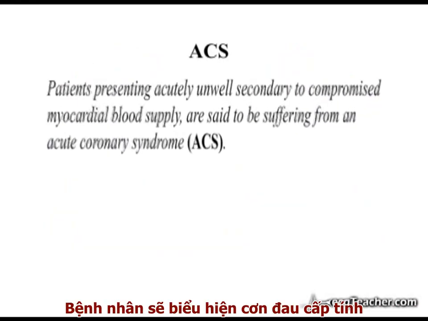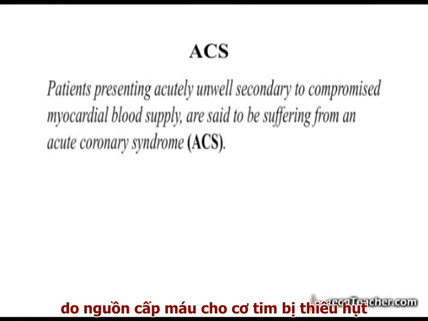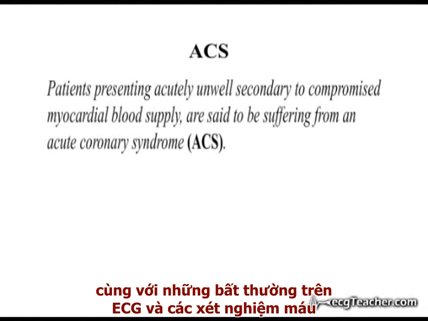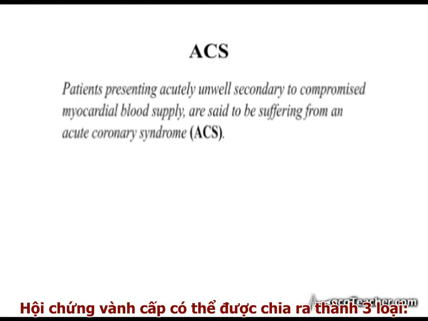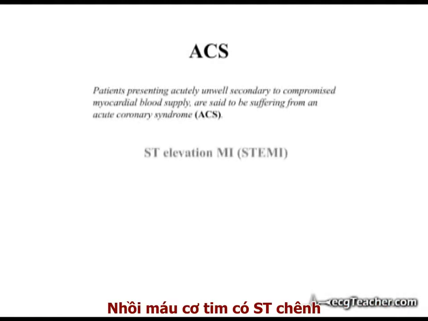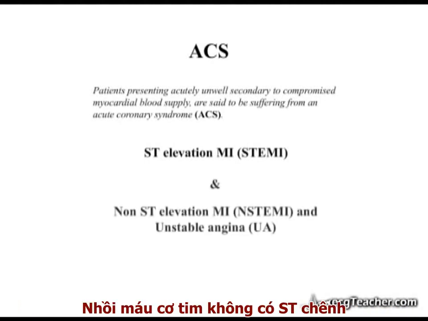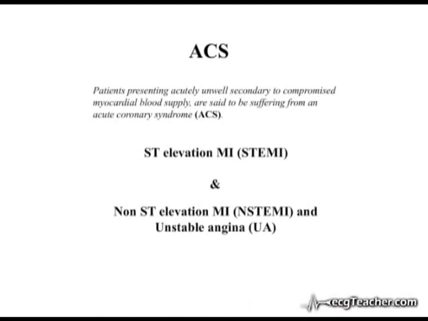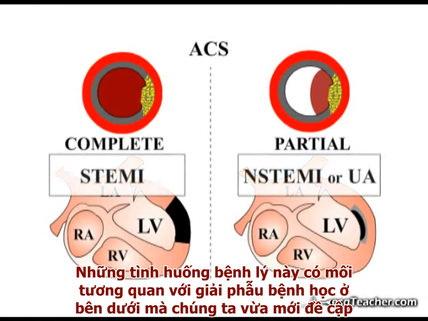Patients presenting acutely unwell secondary to compromised myocardial blood supply are said to be suffering from an acute coronary syndrome. Based on clinical findings, ECG abnormalities and blood test analysis, acute coronary syndromes can be divided into three categories: ST elevation MI, non-ST elevation MI, and unstable angina, which, as you will now learn, broadly correlate with the underlying pathological findings we've just outlined.